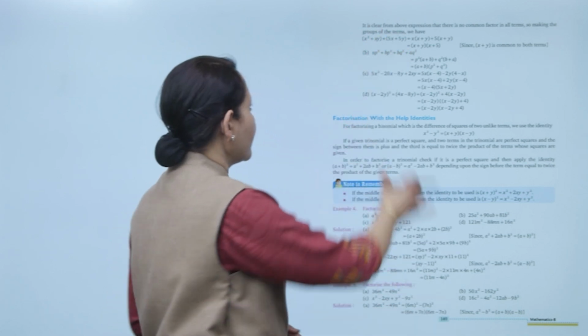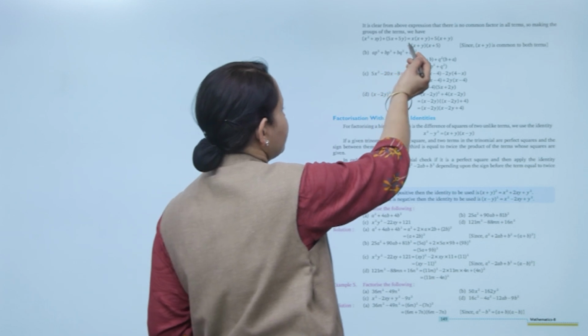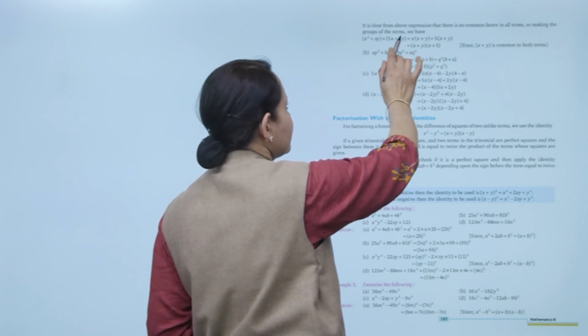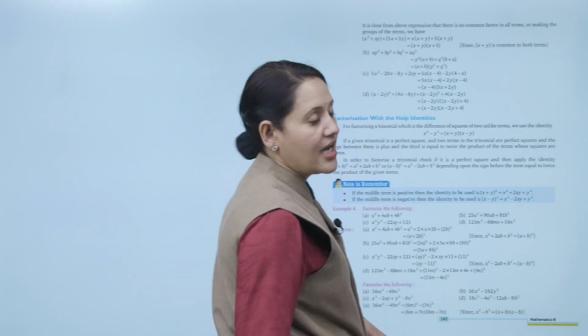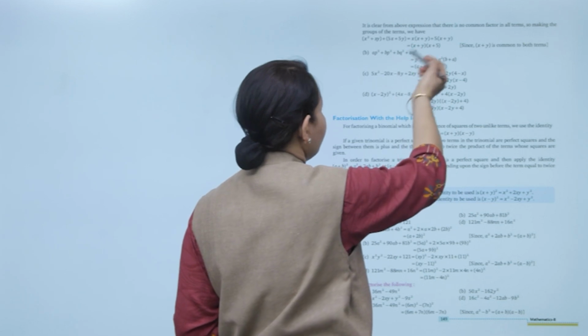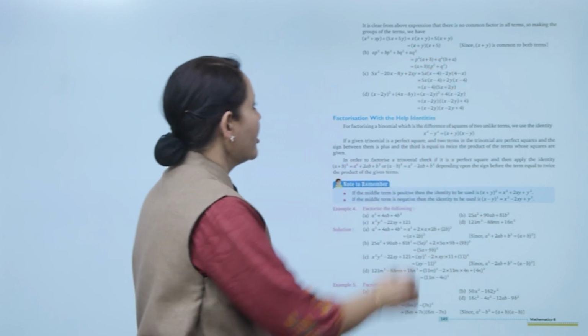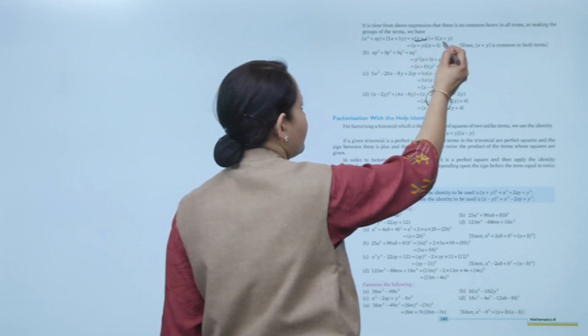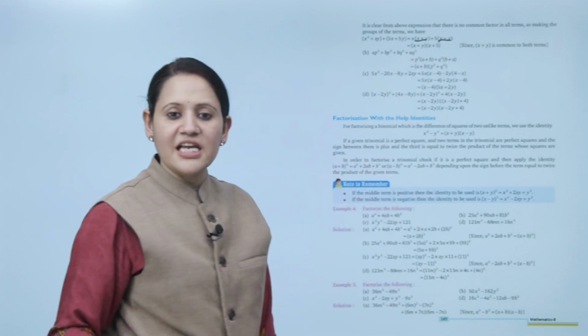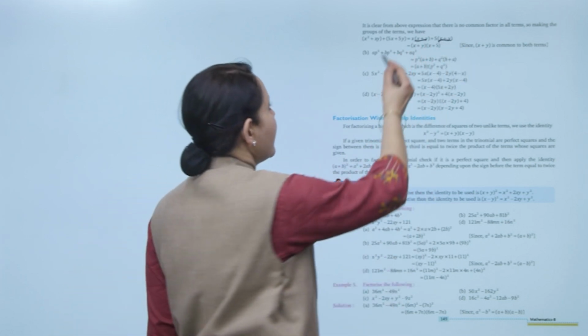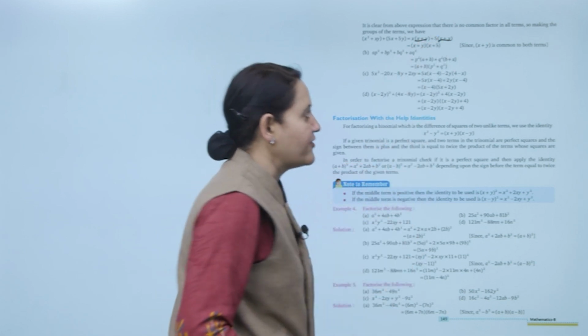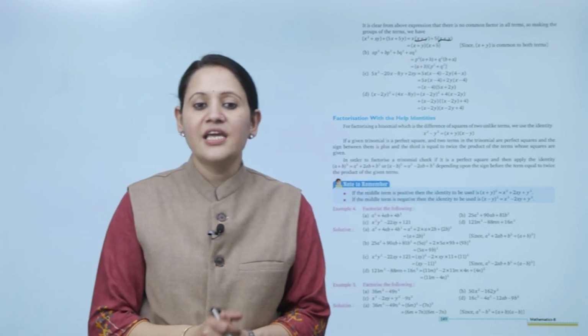Clear? Now here we have taken x as common, so what is left? x plus y. And here we have taken 5 as common, so what is left? x plus y. Now this is common in both, so one factor is x plus y and another is x plus 5. Clear? Next is factorization with the help of identities.